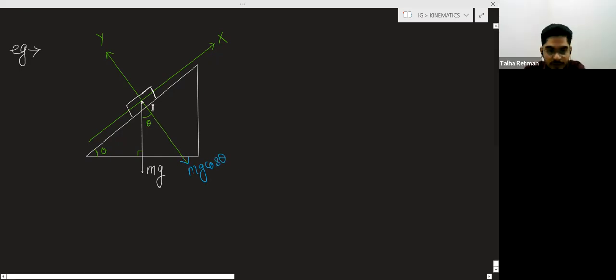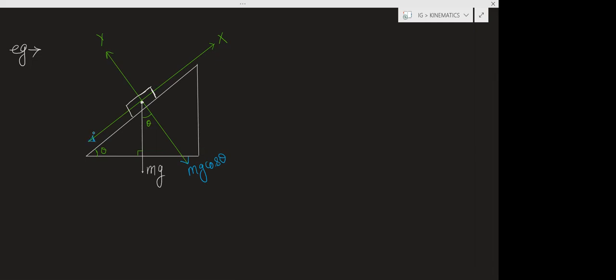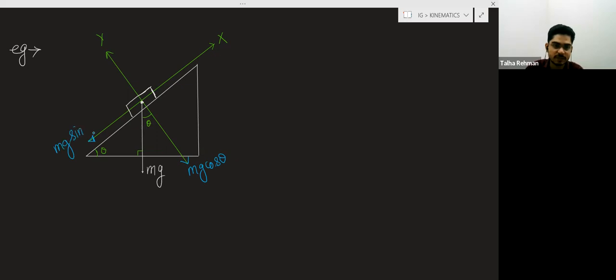Okay. Now this is the vector, so I have just resolved this vector along this axis. Now along this axis, tell me what will be the component. Mg sin theta. Very good. Mg sin theta. This is very important. Very, very important.